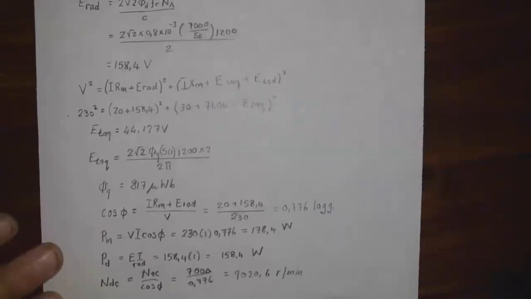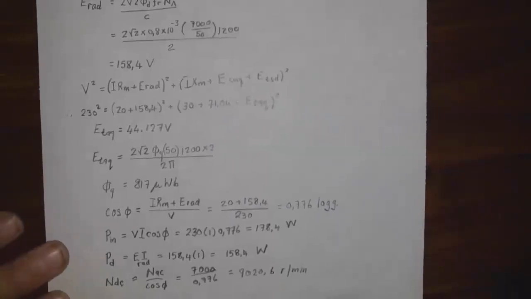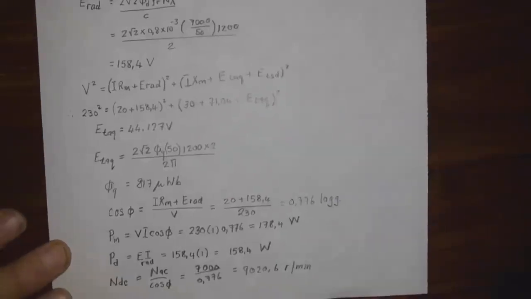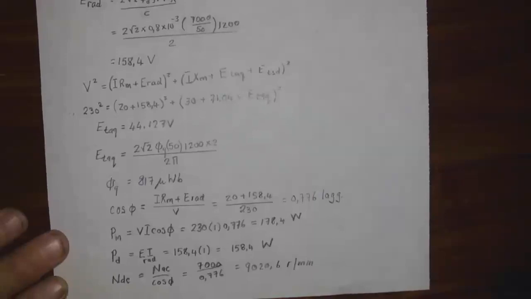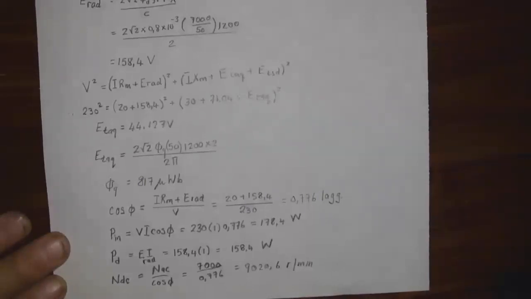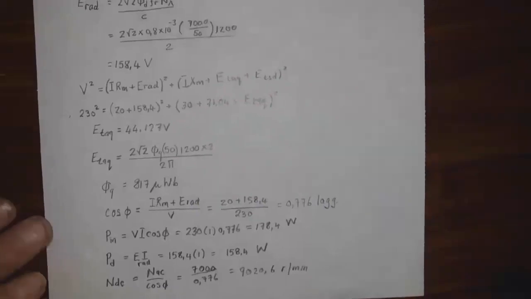PD is E_rad times I, which is 158.4 times 1. That is 158.4 watts. And N_DC is N_AC over cos phi. So that's 7,000 over 0.776. That gives us 9,020.6 revs per minute. Okay, that covers this part.